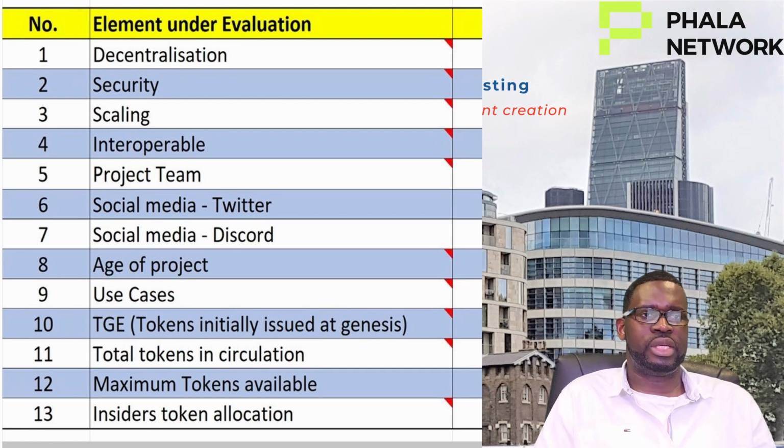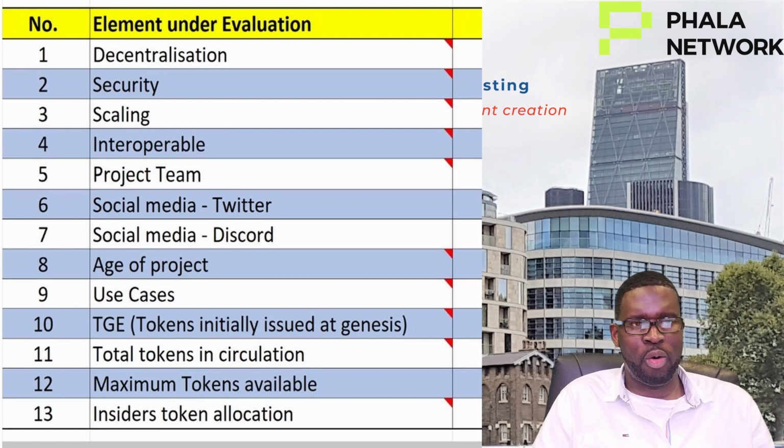Then we look at security. Is the underpinning code being audited, or has there been any compromise within the network? Then we look at scaling, does the network struggle when it comes to scaling, onboarding additional users or traffic? Interoperability, does the network reach across its own boundaries, work with other blockchains or parachains? Then we look at the project team. Are they anonymous or are they publicly available and contactable? Then we look at social media via Twitter, how many Twitter followers? Then social media via Discord, how many Discord community members?